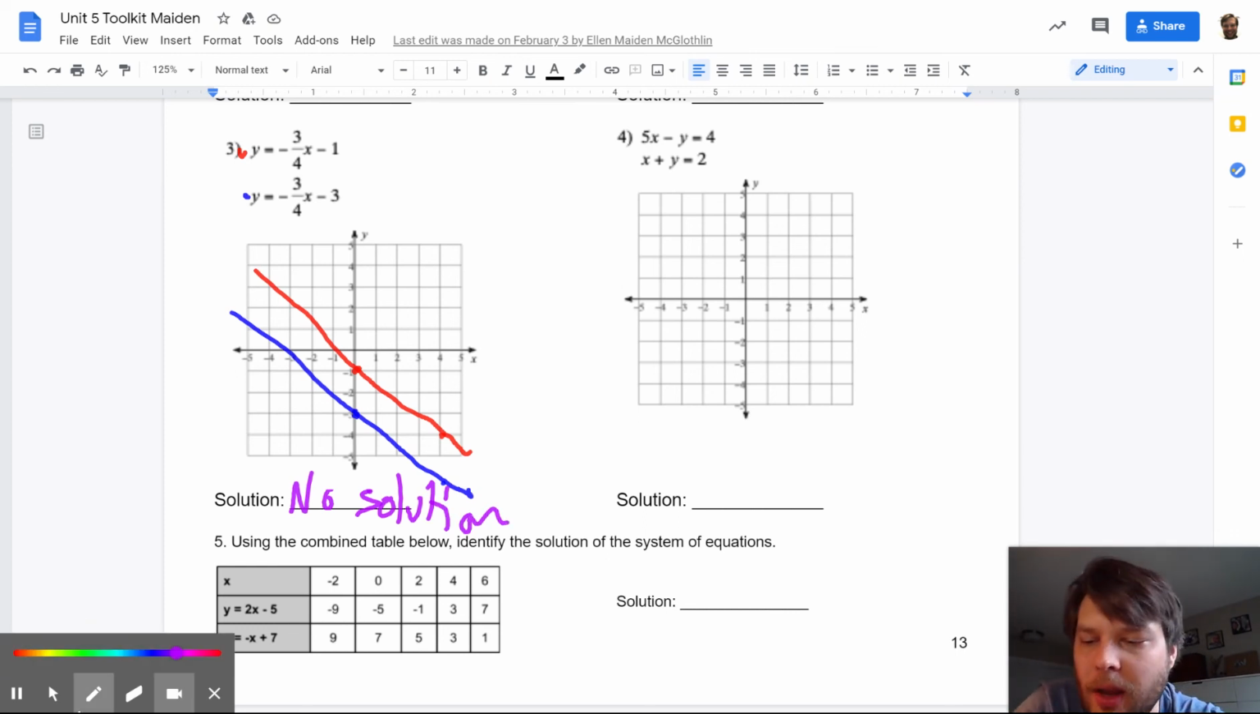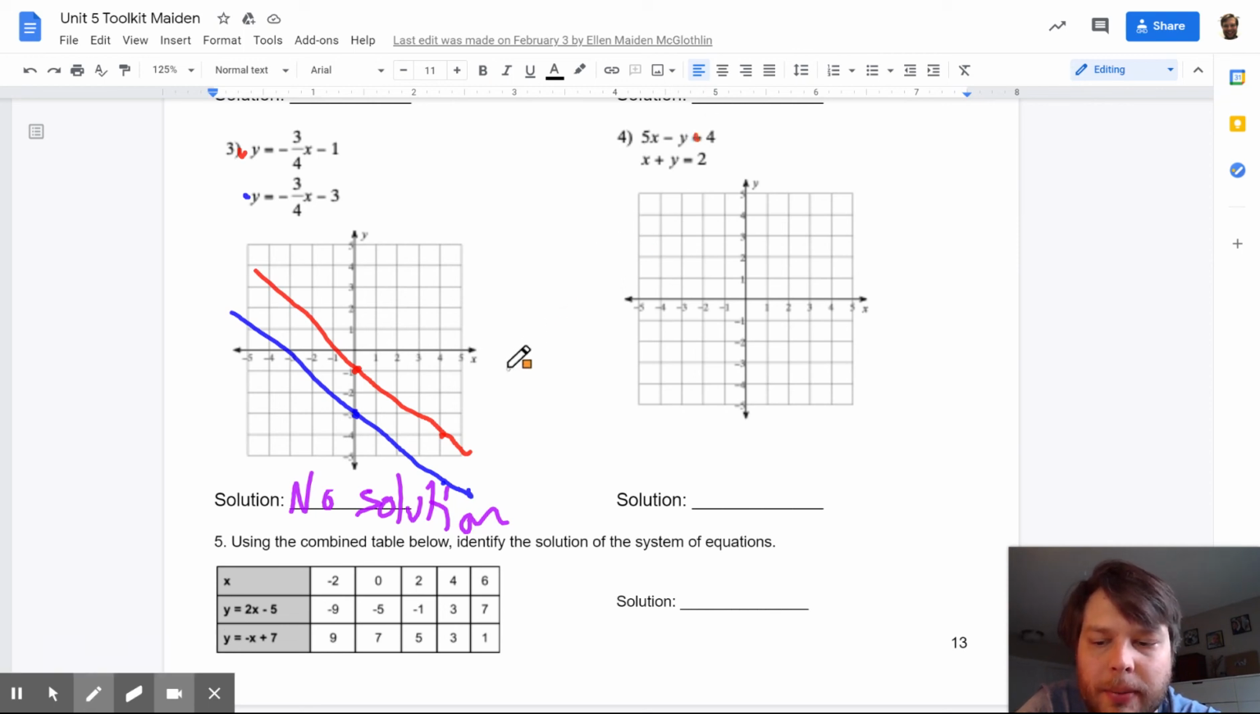Great. Now number 4, slightly different. Same sort of idea. I'll use red for the top equation and then blue for the bottom equation. I say it's different because they're not y equals mx plus b. I could solve them for slope-intercept form, or I could try to solve them using the intercept method. Either way is totally fine. I'll show you how to solve the top equation for slope-intercept form, and I'll use the intercept method for the bottom equation. That way you see both strategies.